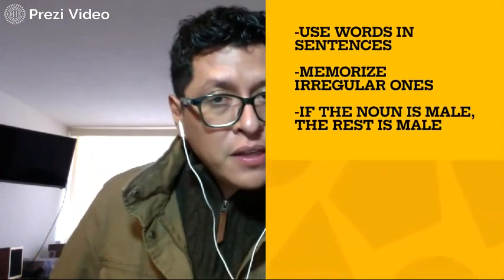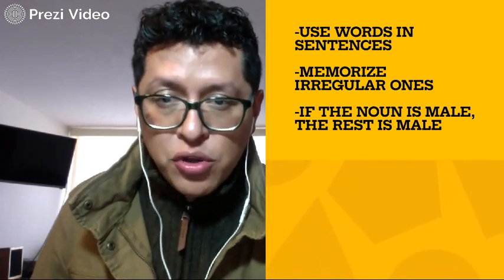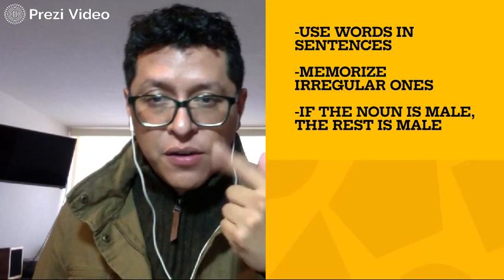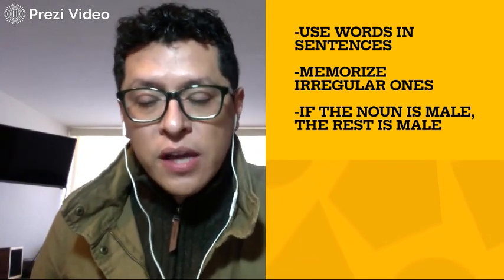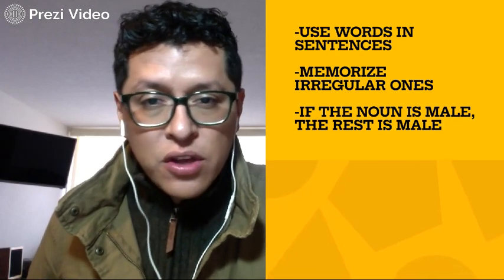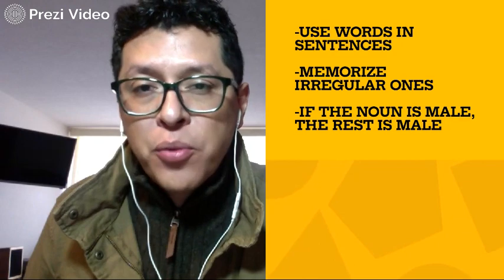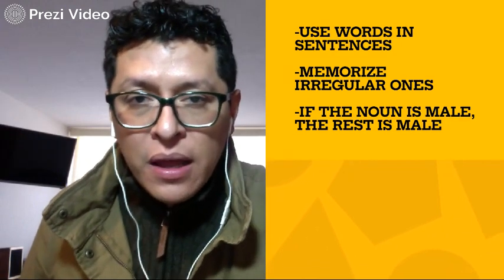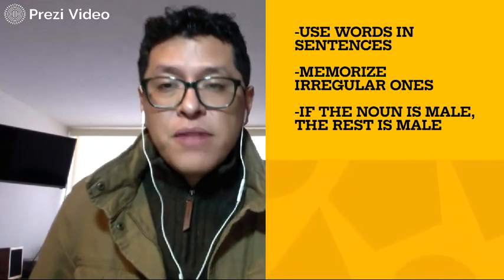So don't forget, use words in sentences. If you use the word in a sentence, it will be easier for you to remember. You have to memorize irregular ones, those nouns that don't end with a or o. And remember the golden rule. If the noun is male, the rest is male. If the noun is female, well, the rest is female.